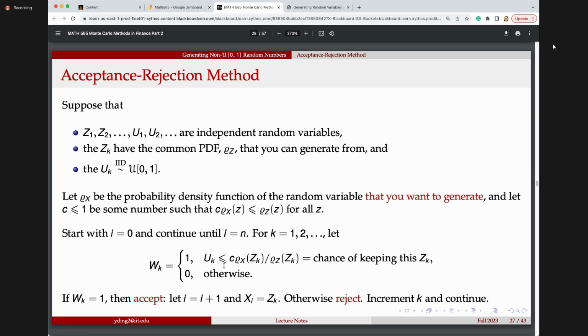So first, generate UK, generate ZK. So you plug ZK inside the two density functions and check if this UK is less than or equal to this ratio, which means this is the chance of keeping this ZK. So if it satisfies that, you will keep this ZK. Okay, so WK is 1, which means you accept that, then let your XI equal ZK. Otherwise, if it's greater than this, you will let WK be 0, which means you reject that. Then you will increase K, but your I will still be the same. Is that okay?